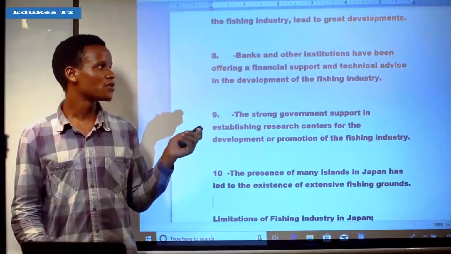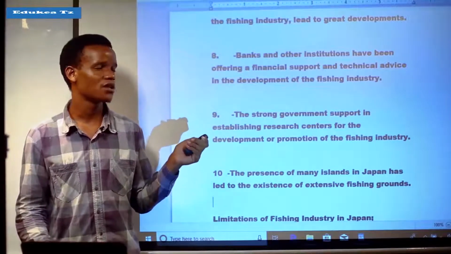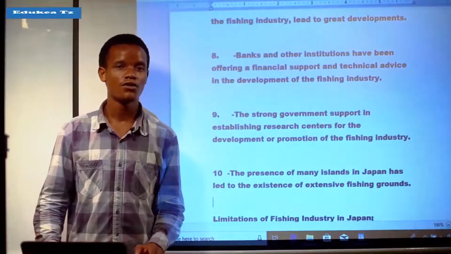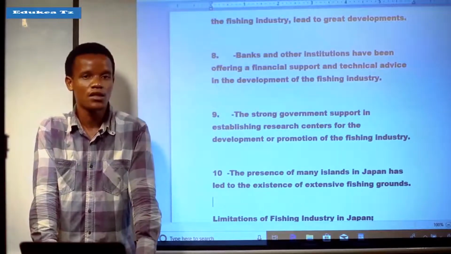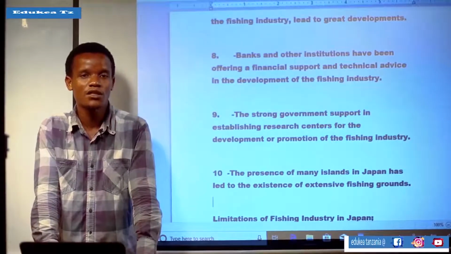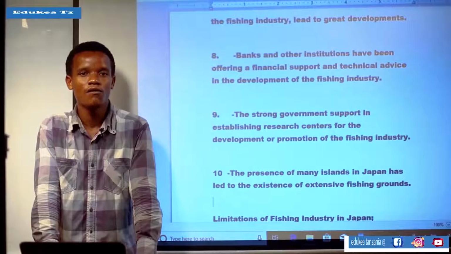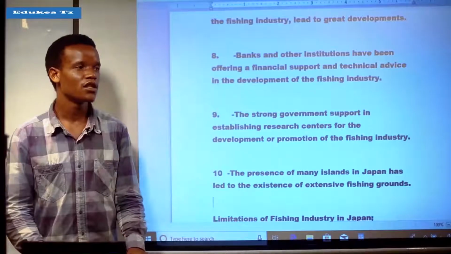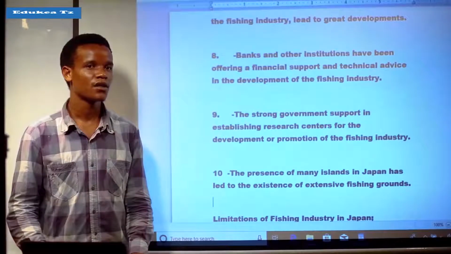Also, banks and other institutions have been offering financial support and technological advances in the development of the fishing industry. So there are other financial sectors like banking that also provide financial support to the fishing industry in Japan. Through those banks and other institutions providing financial support, the fishing sector in Japan automatically developed. So that is another factor that contributed much to the development of fishing in Japan.